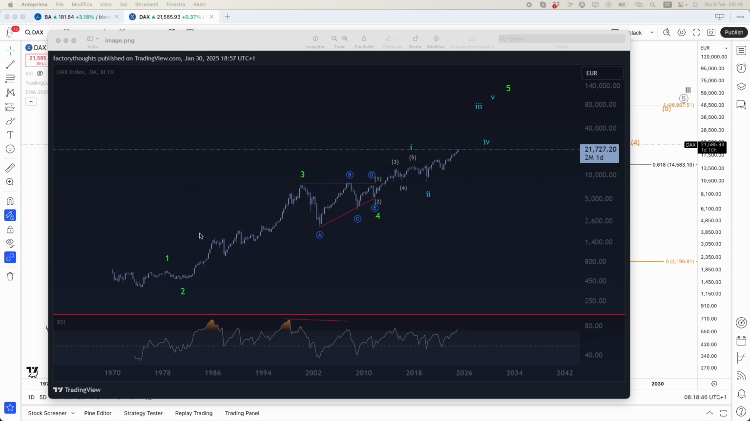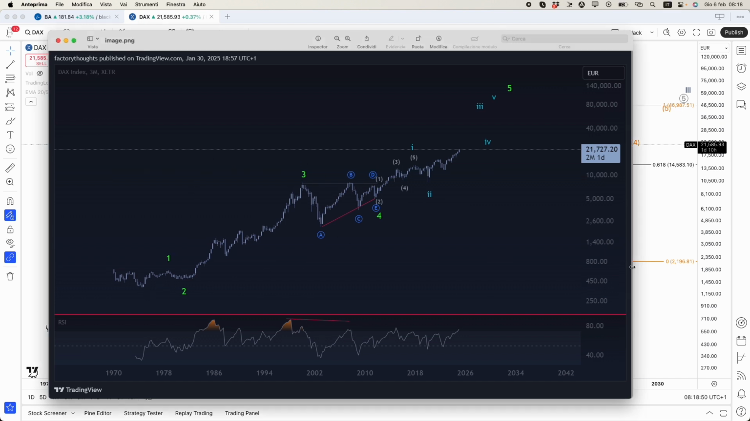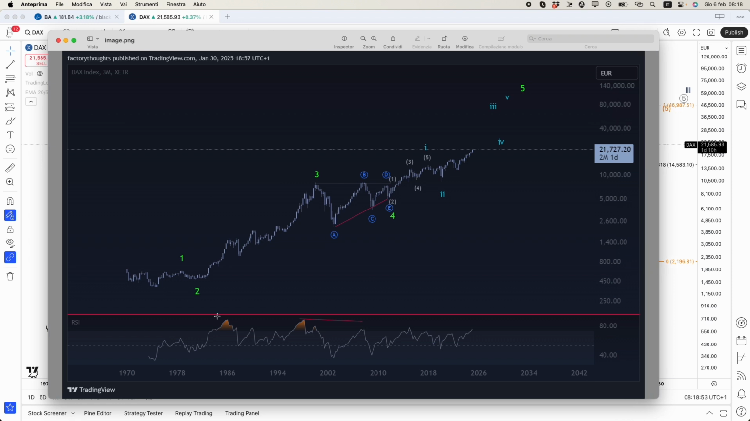So the first thing that comes to mind, and I think this is a bit of an Elliott Wave lesson, I guess, in the who am I to teach. I mean, I do have some credentials, but still, who am I?